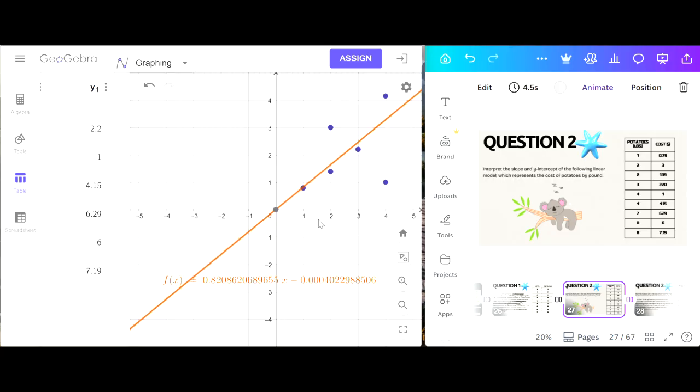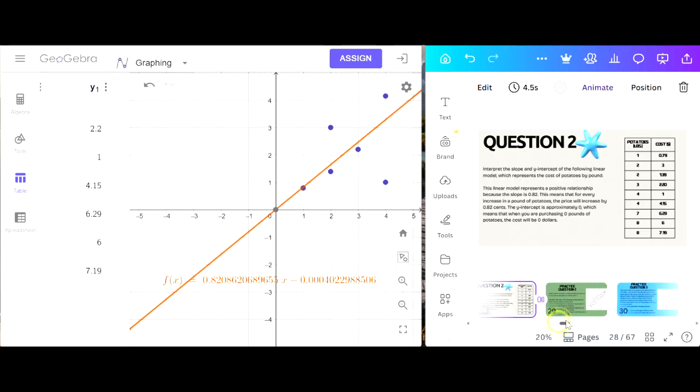So what this tells us is the linear model represents a positive relationship, which we can see. It's sloping up because the slope is 0.82, which we agree with. This means that for every increase in pound of potatoes, the price will increase by 82 cents. The y-intercept is approximately 0, which means that when you are purchasing 0 pounds of potatoes, the cost will be $0, because why would you pay to get no potatoes? That makes no sense. There had to be bad information on that last table.